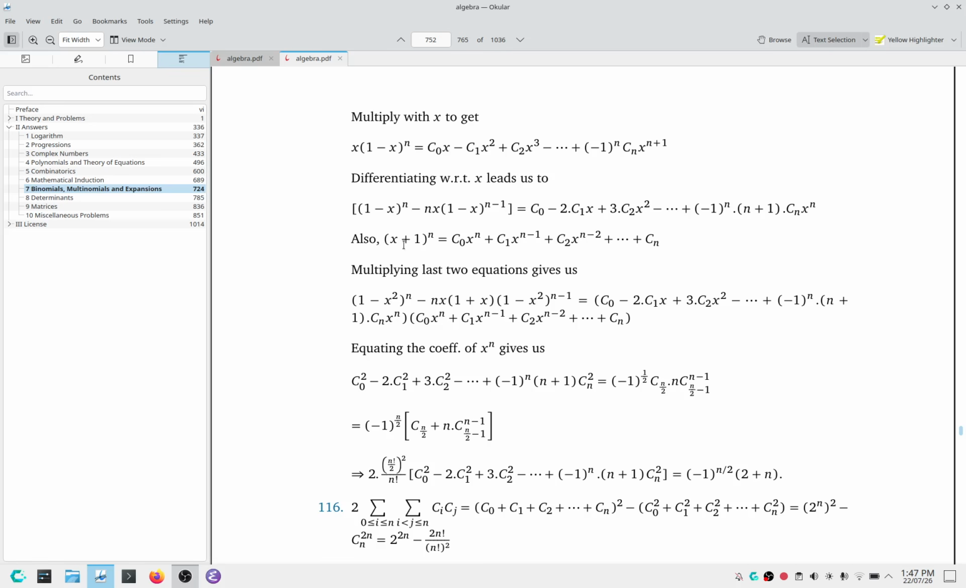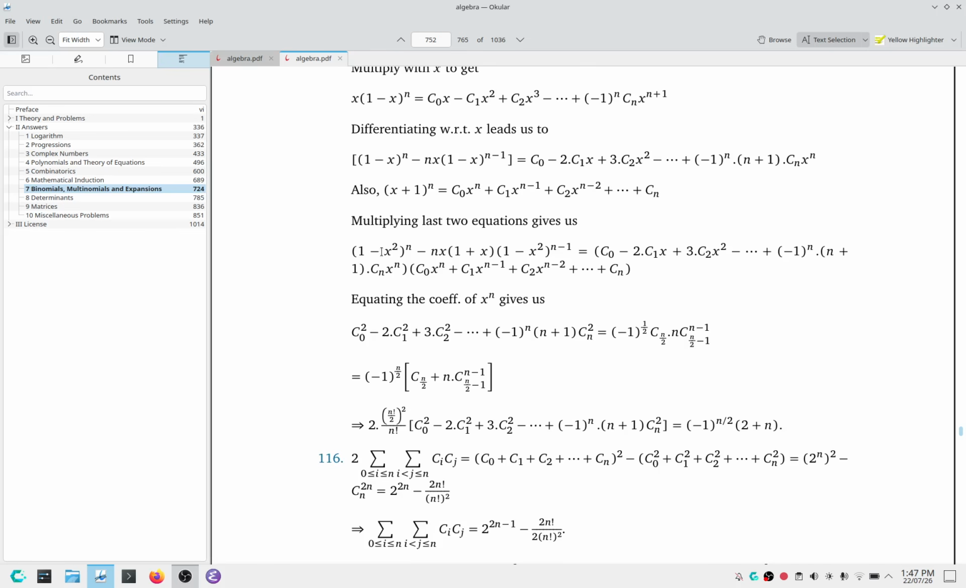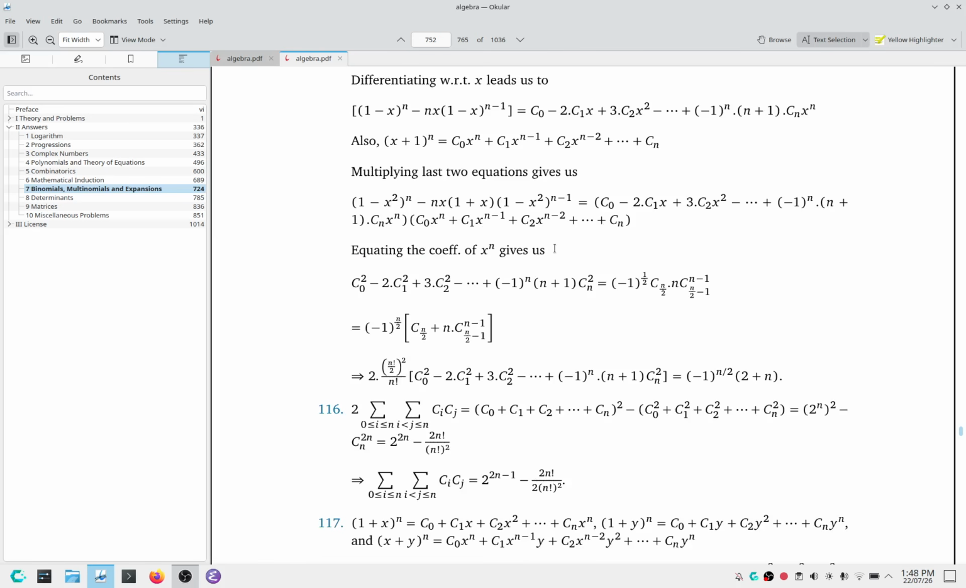We also know that (x + 1)^n is equal to c0 x^n + c1 x^(n-1) + c2 x^(n-2) and so on up to cn. We multiply these two equations, and we get (1 - x^2)^n - nx(1 + x)(1 - x^2)^(n-1), and the right hand side is the product of two different expressions.